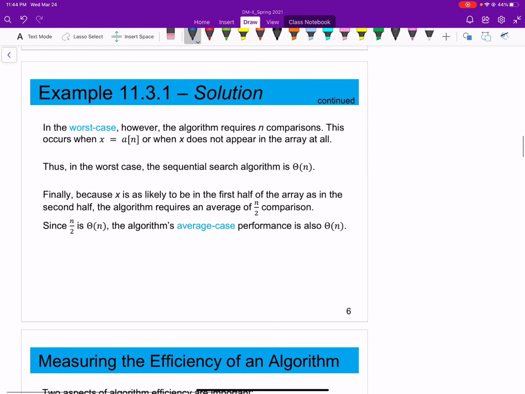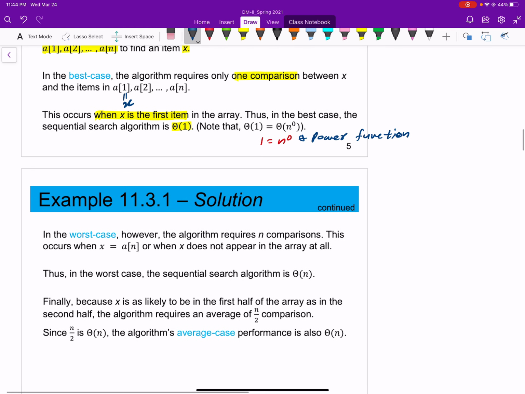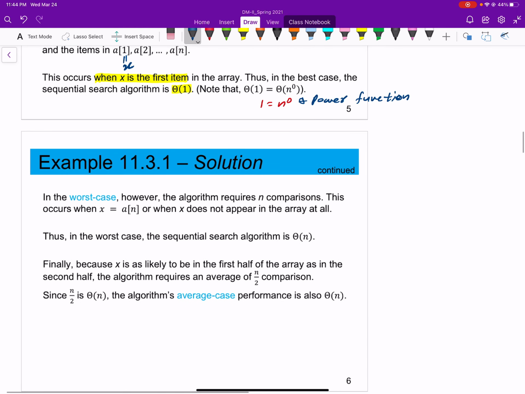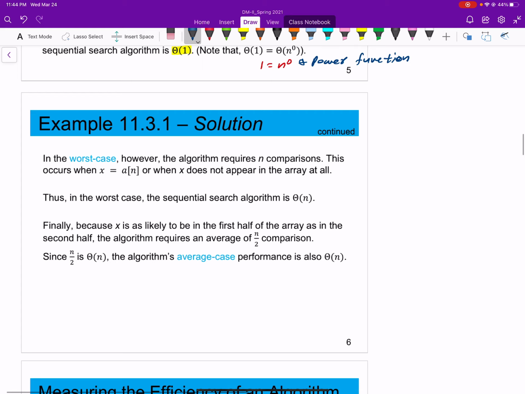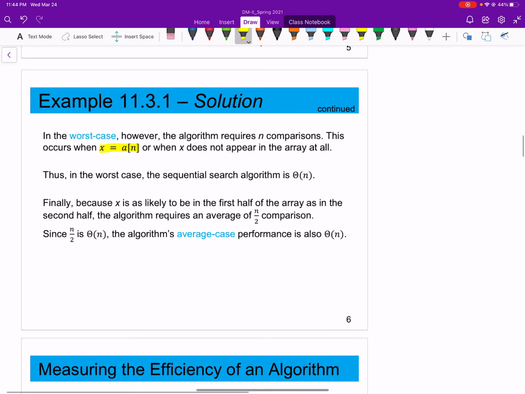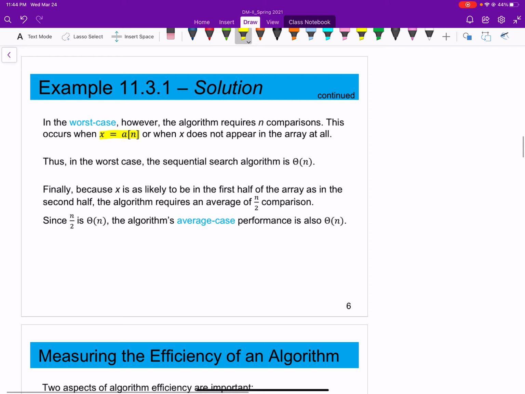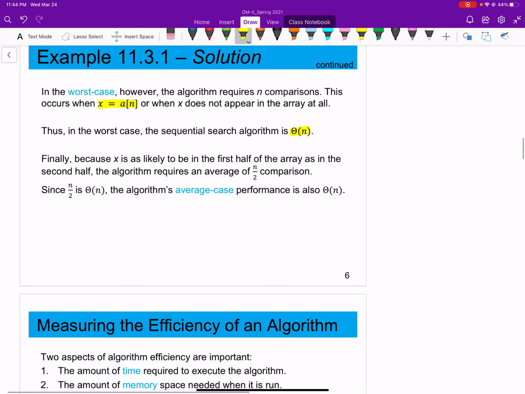Now let's consider the worst case. When the worst case happens, you compare all the elements until the last one. The last one is the corresponding x. So how many comparisons are here? There are n comparisons because there are n elements in this list. So we write the order is just theta n.